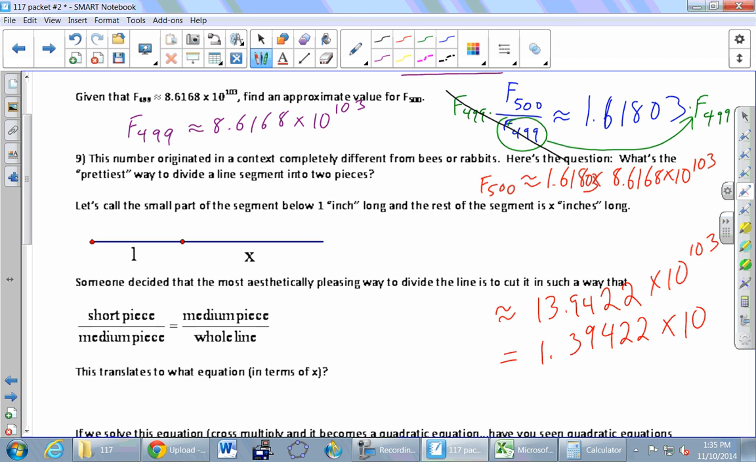Did you make the 13.9 bigger or smaller? Smaller. So to balance the scales, we'd better make the 10 bigger, right? You can't just make the entire number smaller. So 104 is good. We made the 13 smaller, so you've got to make the 10 bigger to make up for it.